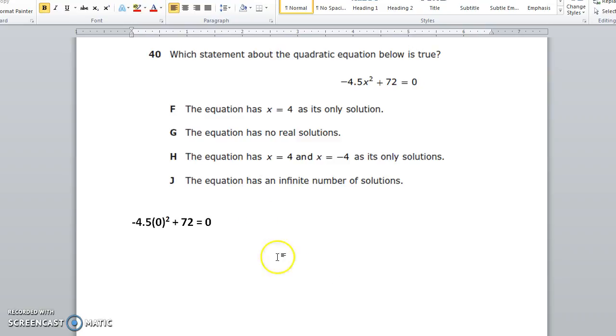So I plug it in: 0 squared, I get 0. So now I have -4.5 times 0 plus 72 equals 0. Then I do -4.5 times 0. I get 0 plus 72 equals 0. I get 72 equals 0. Is that true? Does 72 equal 0? False. Because it's false, x can't be 0. So the only things that I got to work were 4 and -4. So H is the answer.